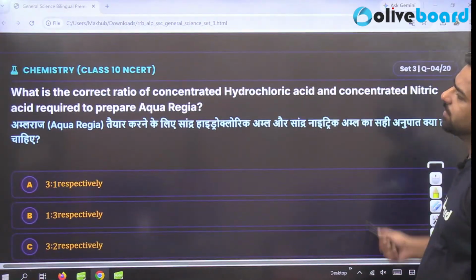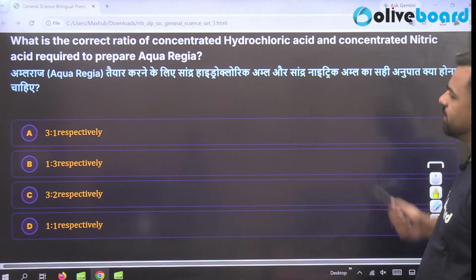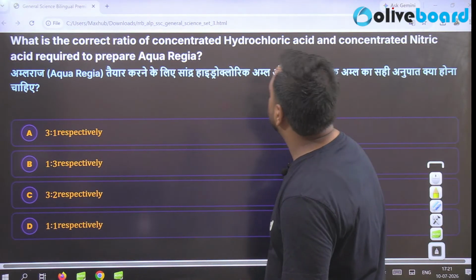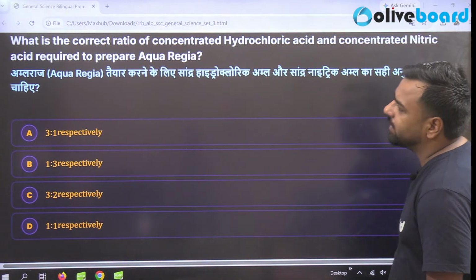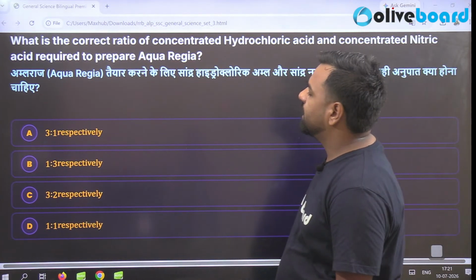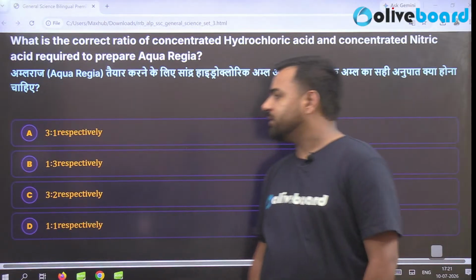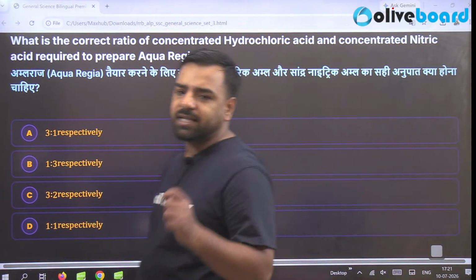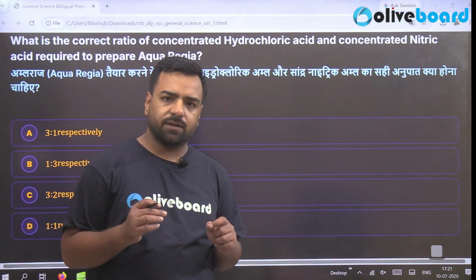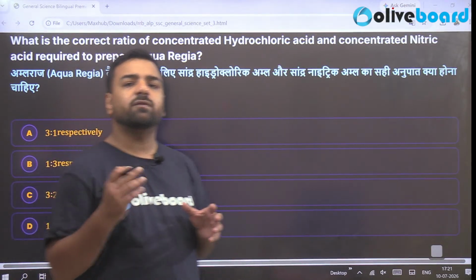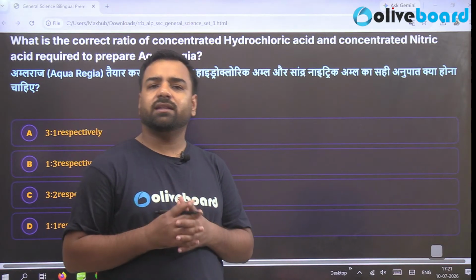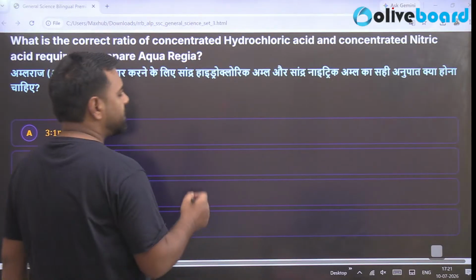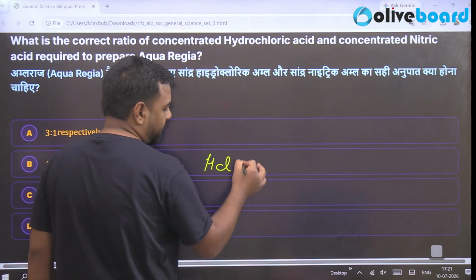What's the next question? The next question is again from chemistry, and the question is, what is the correct ratio of concentrated hydrochloric acid and concentrated nitric acid required to prepare aqua regia? 3 is to 1 respectively, 1 is to 3 respectively, 3 is to 2 respectively, or 1 is to 1 respectively. So what is aqua regia? Aqua regia is that liquid which can even dissolve gold. Gold doesn't react with any acid. You need to create that acid, that is aqua regia, which has HCl and HNO3 in it.